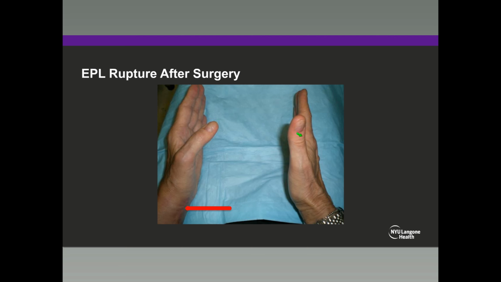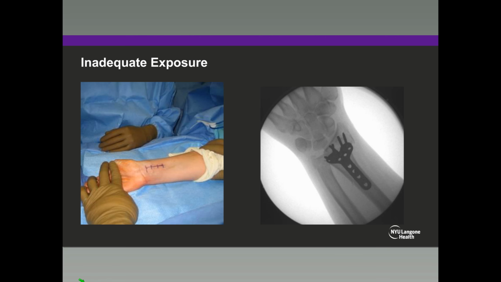This is what it looks like for an EPL rupture after surgery. Okay, on this side here, you can see the patient is able to extend the thumb over here. The patient cannot. So be on the lookout for, if that were to happen, you need to address that acutely.